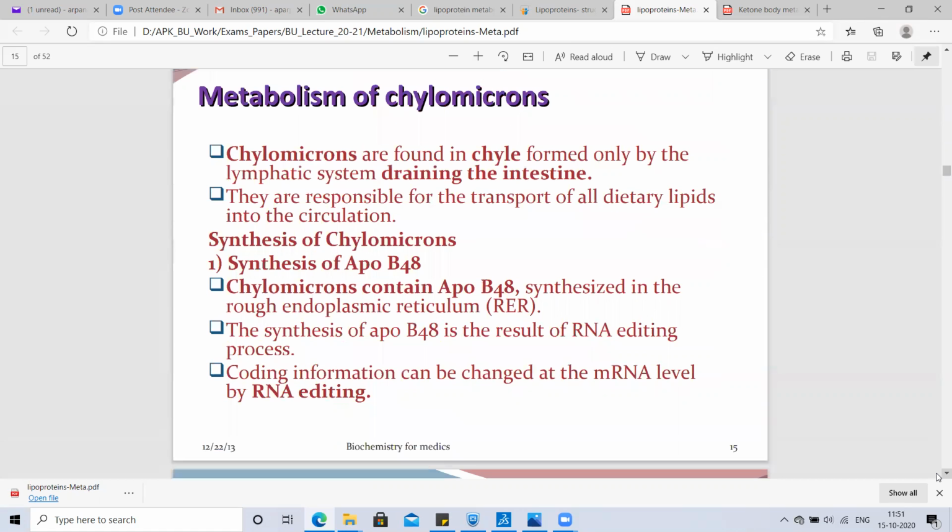So how are they metabolized? In your syllabus, there is a topic of lipoprotein metabolism. This is important, so I think we should focus on this. Chylomicrons are found in chyle, formed only by the lymphatic system draining the intestine. They are responsible for the transport of all dietary lipids into the circulation.